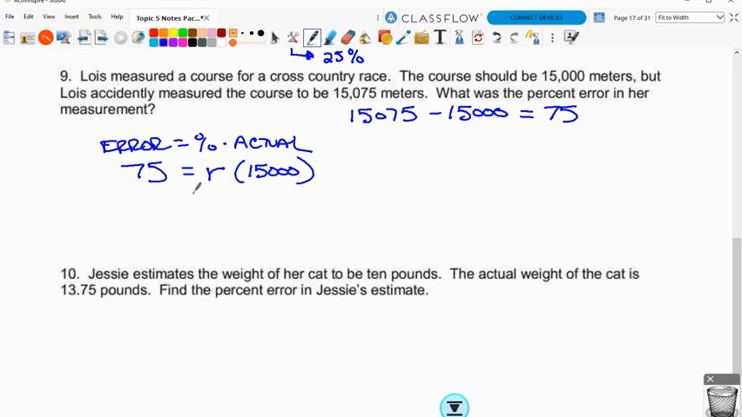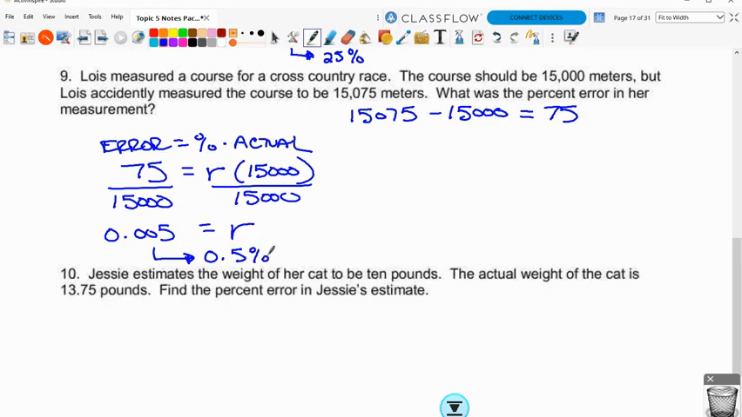R is on the right. It's being multiplied by 15,000. So we'll divide by 15,000 on both sides. On the right, 15,000 divided by itself is 1, leaving us with R. Use your calculator. You'll punch in 75 divided by 15,000, and that's going to give you 5 thousandths, 0.005. Convert this now into a percentage. Remember, you move the decimal point once, twice to the right, which is going to be 5/10 of a percent, or 0.5%. So we will say that there is a 5/10% error in the measurement.